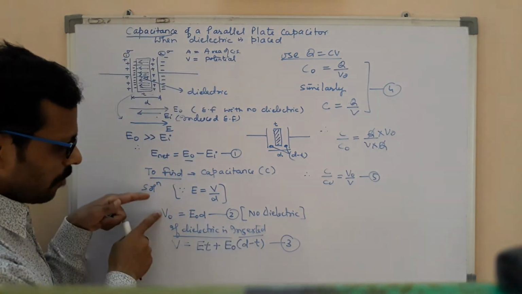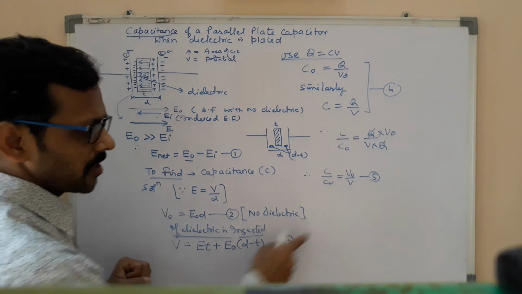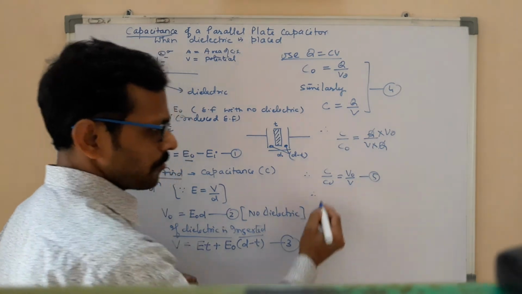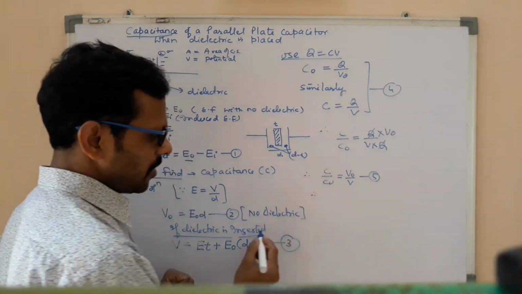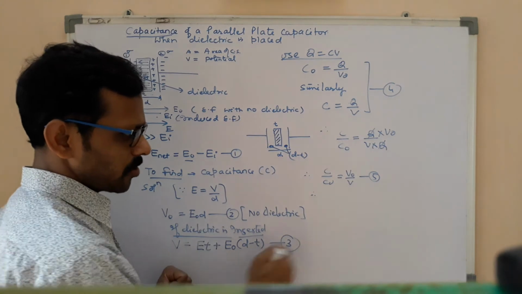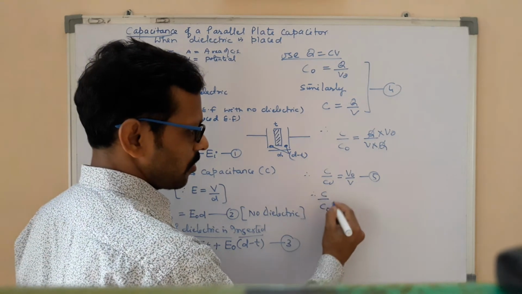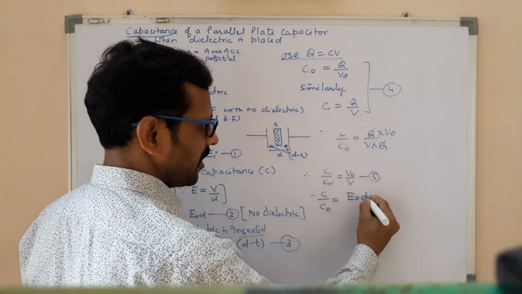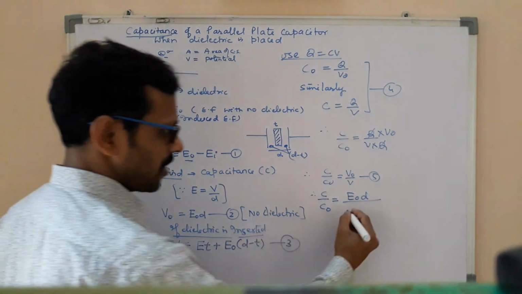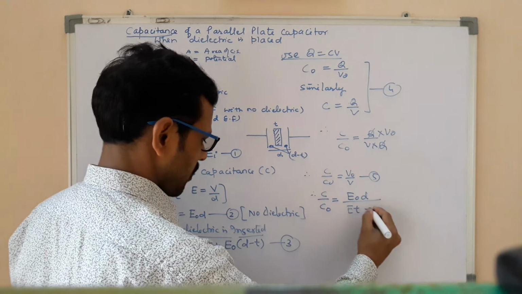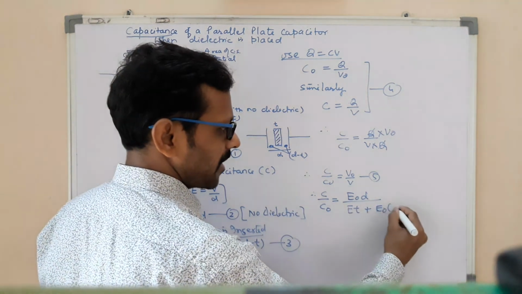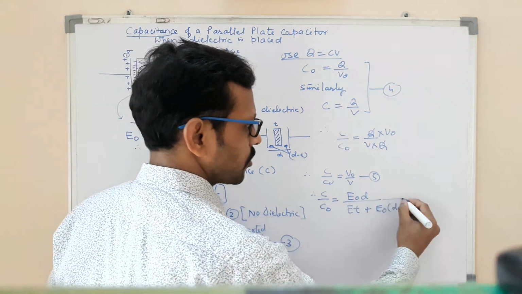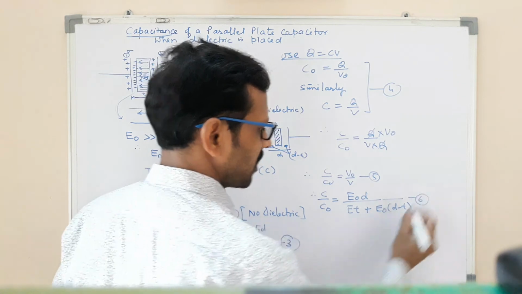Now put the values of V naught and V from equations 2 and 3 in equation 5. So C upon C naught is equal to, first V naught, this becomes E naught D, upon the second one, E into T plus E naught bracket D minus T. So this is your equation number 6.